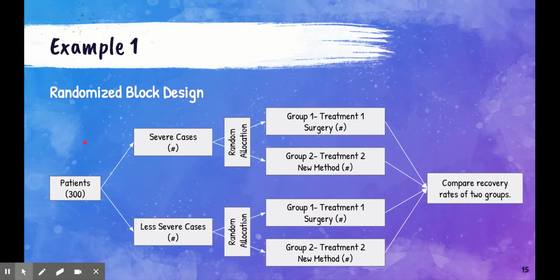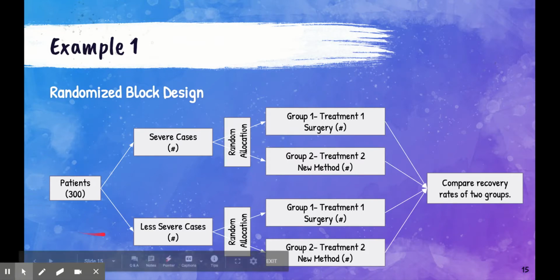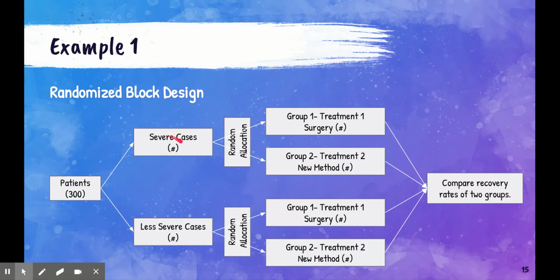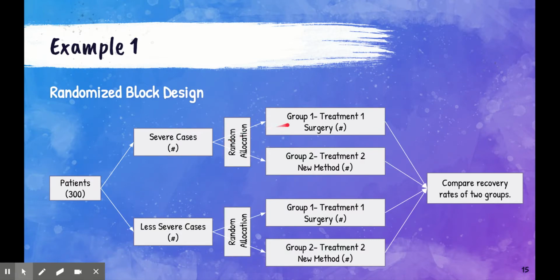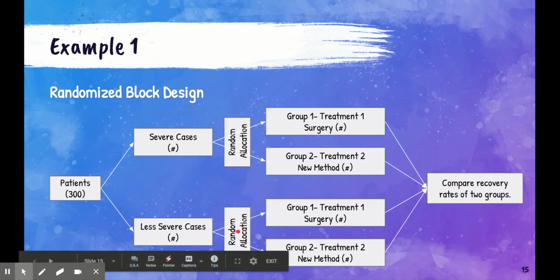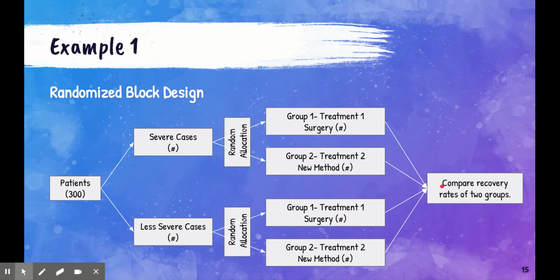In a randomized block design, we have 300 patients. We have the severe cases, and we have a number of less severe cases. They're not necessarily the same amount. Within this block of severe cases, we randomly allocate group 1 to treatment 1 and group 2 to treatment 2. And the numbers are based off the severe cases here. In our block of less severe cases, we randomly allocate a number to treatment 1 and a number to treatment 2. And these two numbers are based on how many less severe cases we have. And then we compare the recovery rates of the two groups.